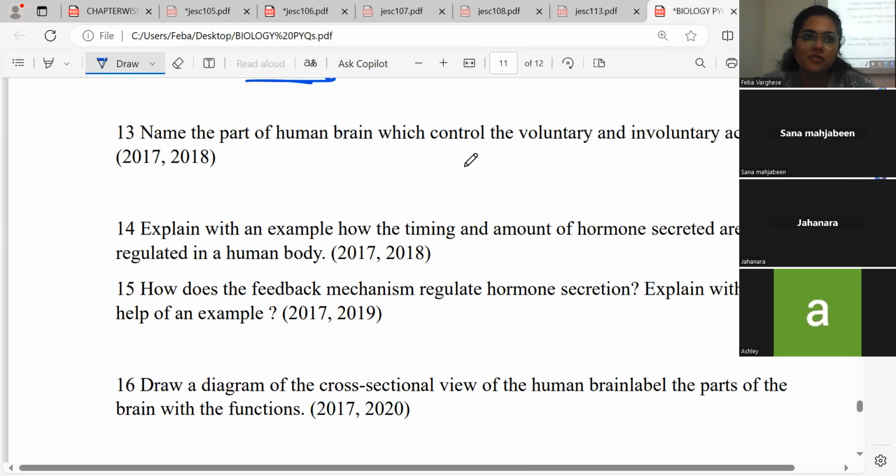Now name the part of the human brain which controls voluntary and involuntary actions. The forebrain controls the voluntary actions mainly. The cerebellum also controls some voluntary actions. Involuntary actions are controlled by midbrain and hindbrain.